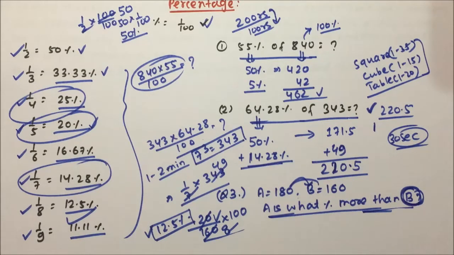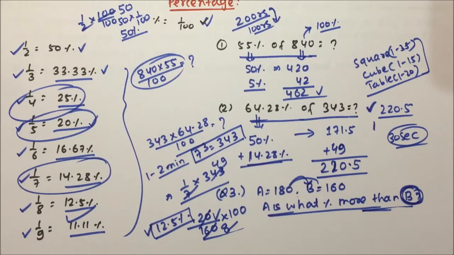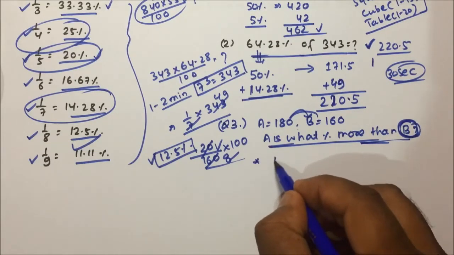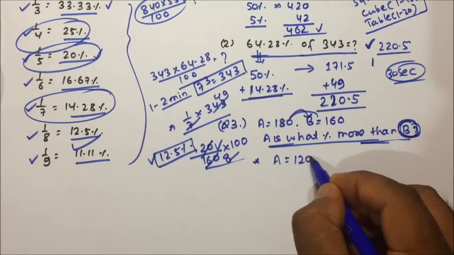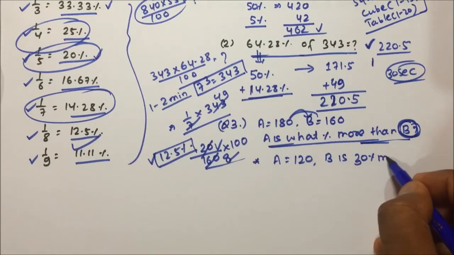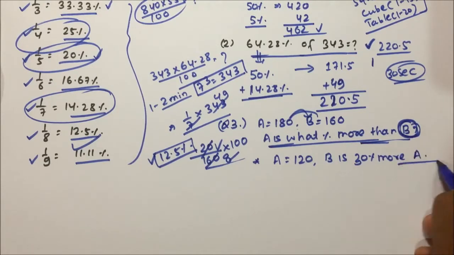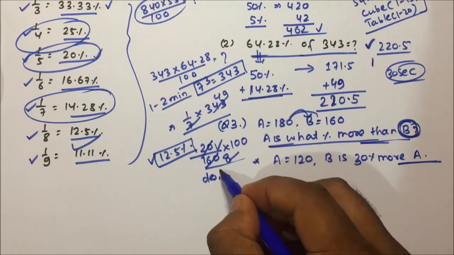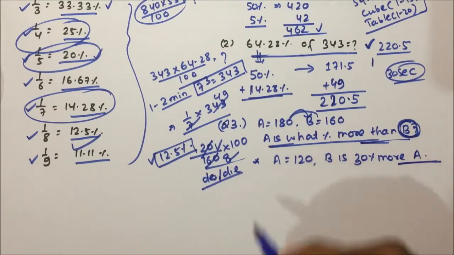So before moving towards the next concept or the next questions of percentage, I am going to teach you one more thing which is very important in percent. Now if I say A is equal to 120 and B is 20% or 30% more than A. This I have told you many times. If you are not able to understand, then do or die remember this, but you should be able to understand this. This is not a very difficult thing.